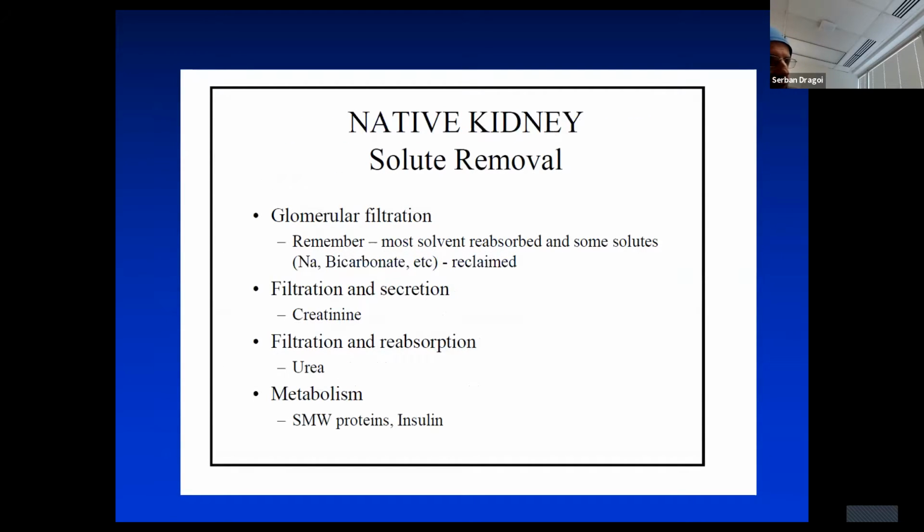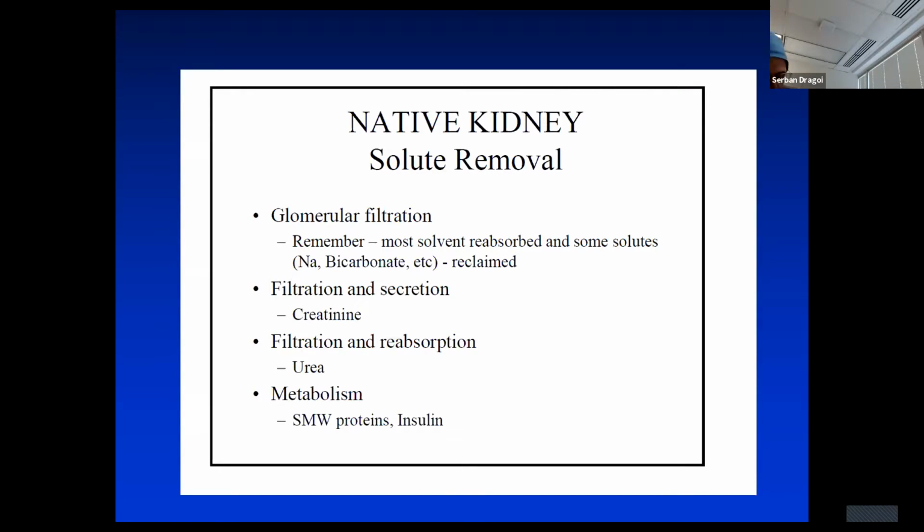So solute removal, of course, is a key function. Most solutes are filtered at the glomerulus and then reabsorbed in the tubules. And this reclamation process is very similar to our CRRT or hemofiltration process that we use. So it kind of reminds us of that. The creatinine is filtered and secreted. Some substances do that.